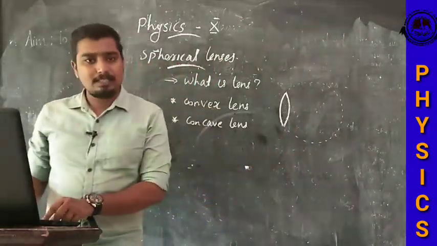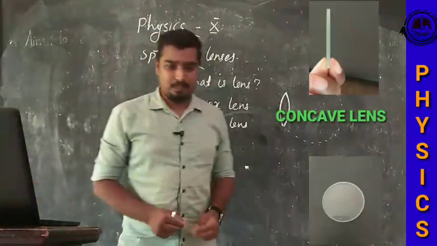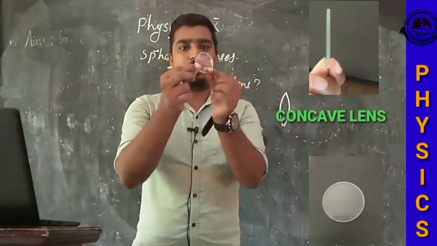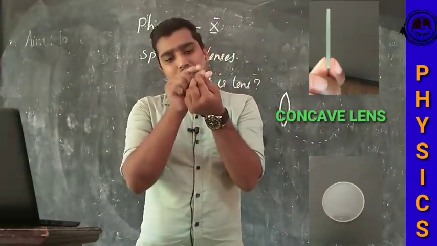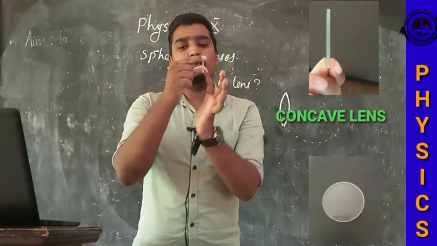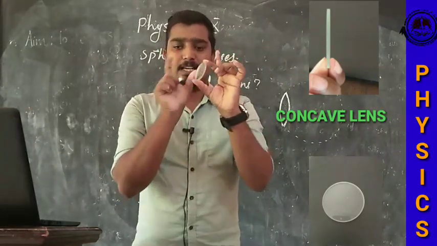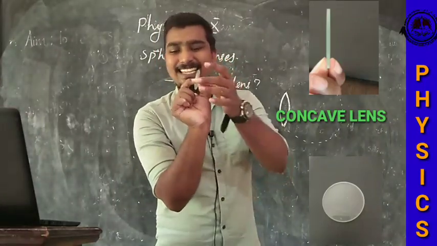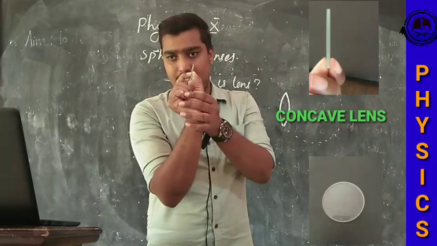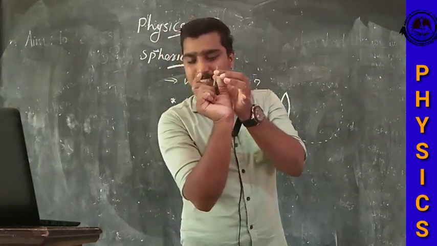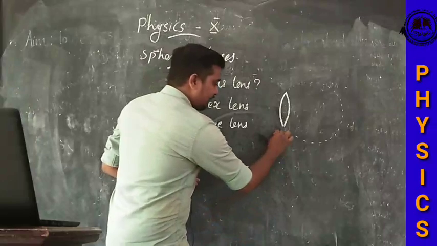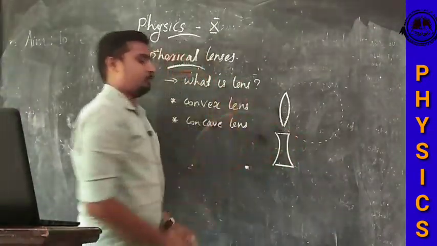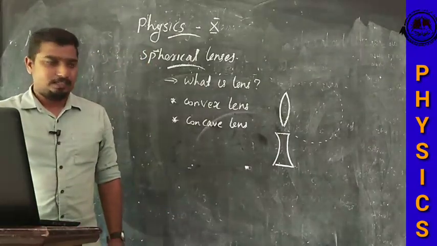And the second one is the concave lens. Okay, this is a concave lens. It consists of two spherical surfaces, and the center of this lens is thinner. Very thin part, its center is thinner. That means the shape of a concave lens is like this.